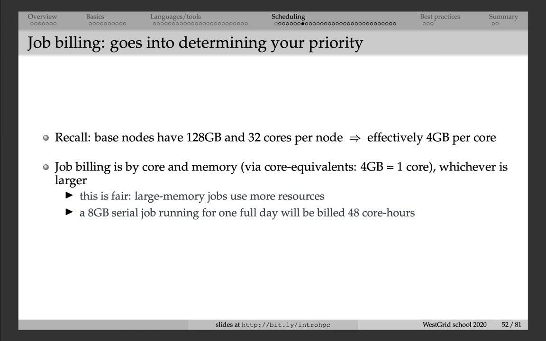Job billing here does not mean that we charge you money. Job billing is simply accounting for your total usage, and that will go into calculating the priority.